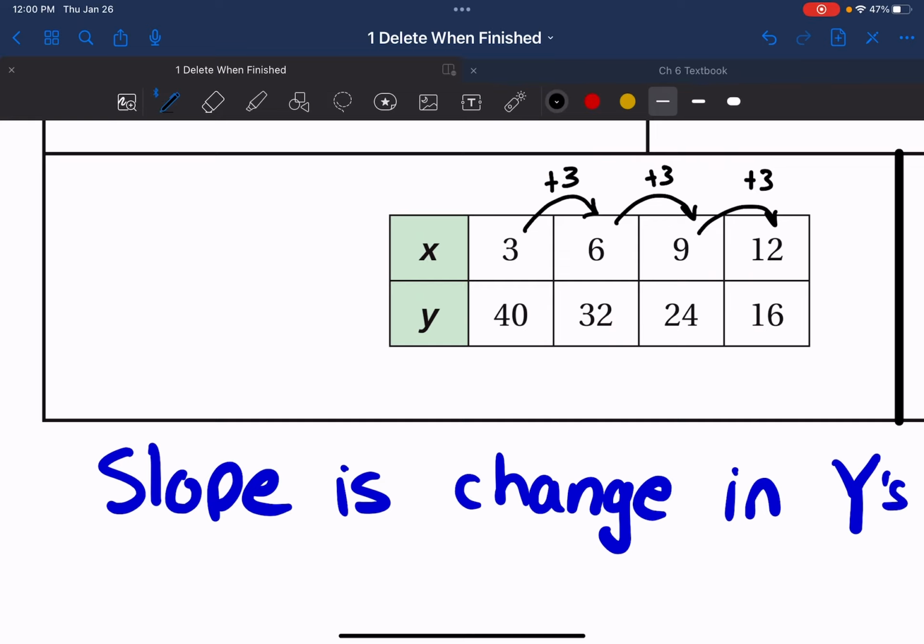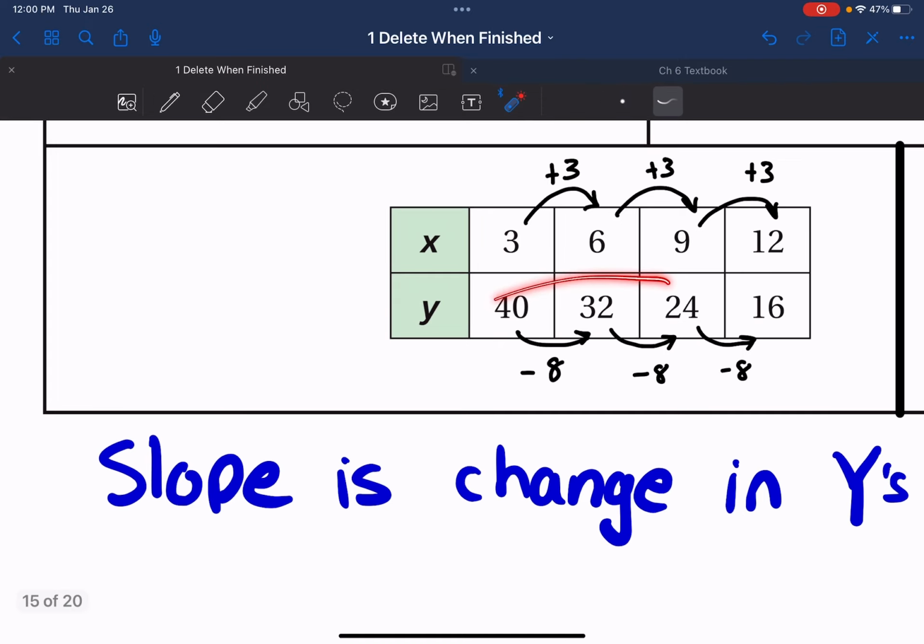Now let's go do the y's. How did 40 turn into 32? Minus 8, because 32 plus 8 would get you 40, right? Now, is it minus 8 to get here? Is 24 plus 8 equal to 32? Yes, right? Okay, let's check this one. Minus 8, 16. Is 16 plus 8, 24? Yeah, that'd work.